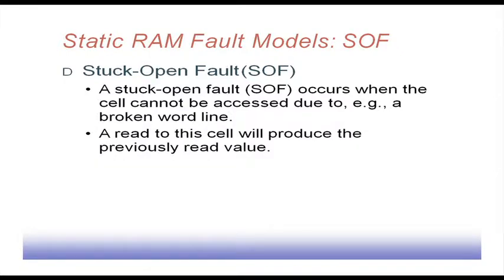Then we can have something called a stuck-open fault. It occurs when the cell cannot be accessed due to a broken word line. So, the cell has become inaccessible and we cannot change its content. That is the word line failure. A read to this cell will produce the previously read value. Whatever was previously read, it will again give the same value, though we try to change it and then read it. So, this change will not get reflected in the read value.